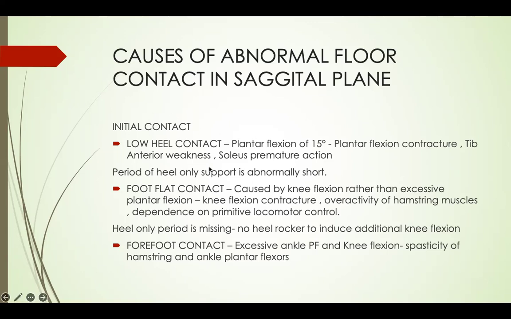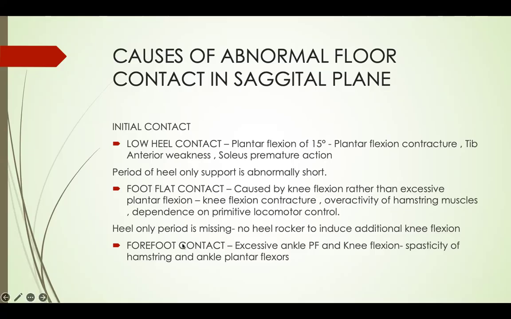Low heel contact. Low heel contact is there when there is plantar flexion up to 15 degrees. This can happen because of plantar flexion contracture, tibialis anterior weakness, or soleus premature action. Period of heel only support is abnormally short. Then foot flat contact. There is whole foot contact on the ground instead of heel contact first. This is caused by knee flexion rather than excessive plantar flexion. Knee flexion contracture, overactivity of the hamstring muscles, and dependence on primitive locomotor control are the main causes. Heel only period is missing in this.